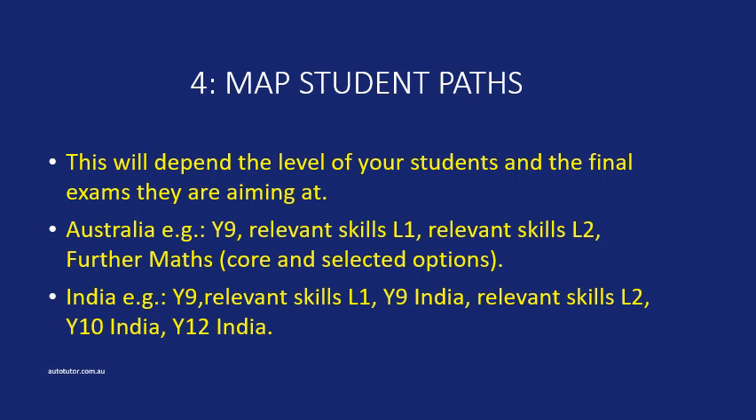4. Map out a path for your students. This will depend on the level of your students and the final exams they're aiming at. An Australian example would be Year 9, relevant skills at Level 1 and Level 2, and then the further maths example with core and selected options.